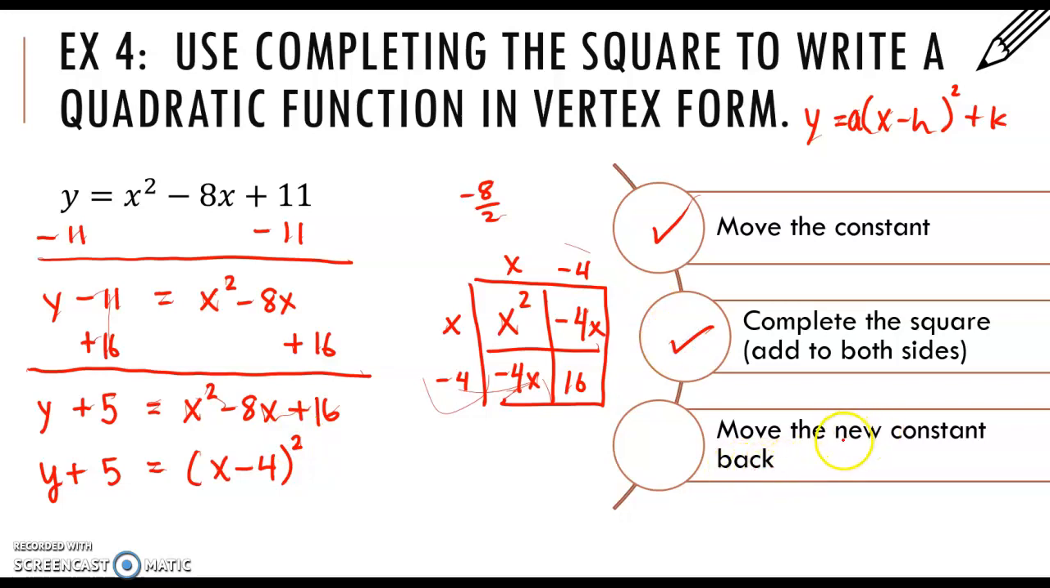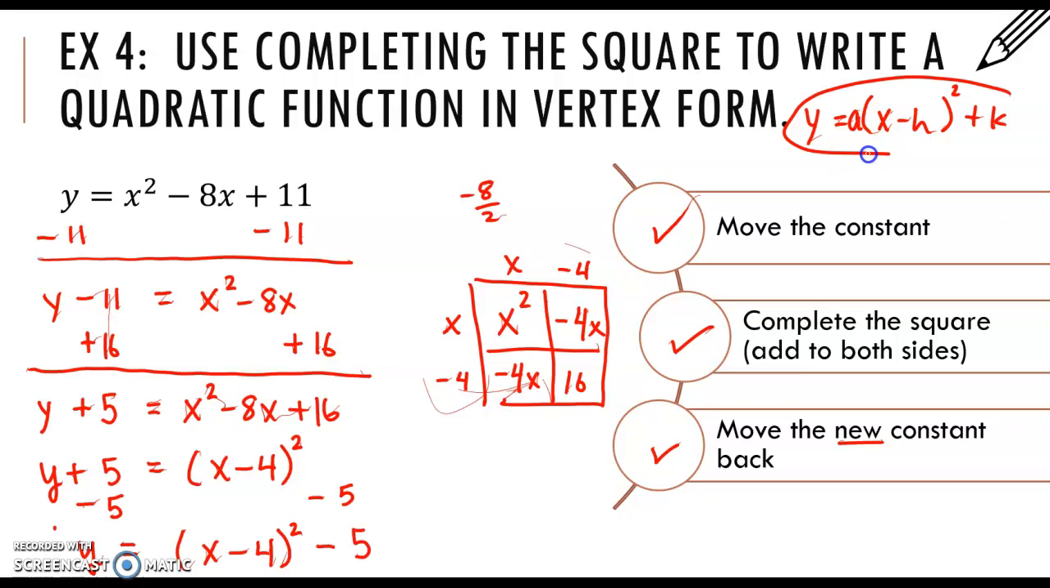Now we're going to move the new constant back. I'm pointing out that that's not the same number it used to be. It used to be a negative 11. Now it's a 5. So I'm going to go ahead and move that. So I'm going to subtract 5 from both sides. And I have y is equal to (x minus 4) squared minus 5.